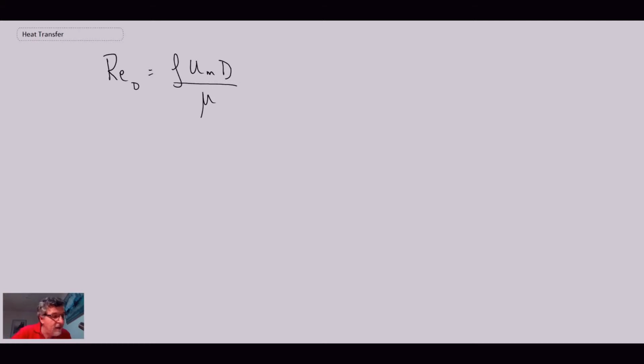So the mean velocity, let's take a look at its definition. The mean velocity can be determined by computing the integral of rho U dA, which is essentially the mass flux, in our numerator, divided by rho A in the bottom, and that will give us a mean velocity across the pipe.